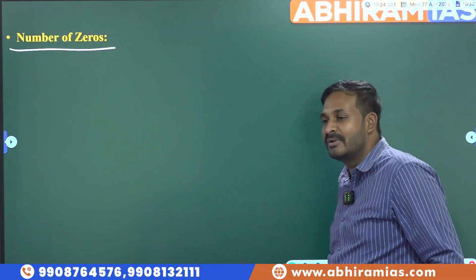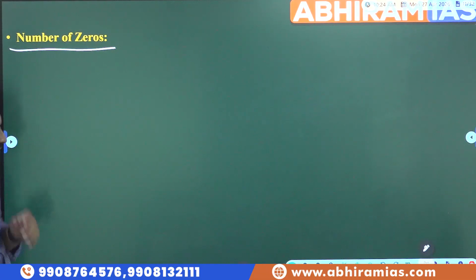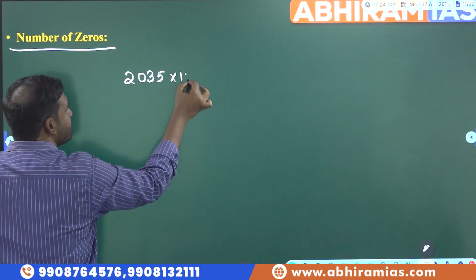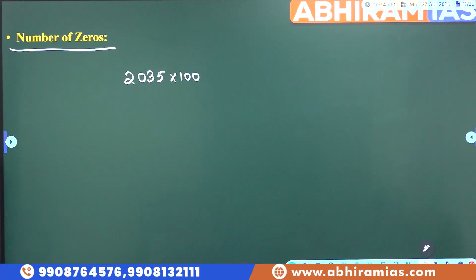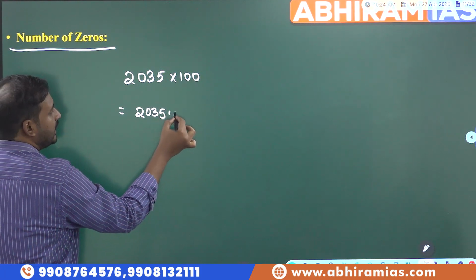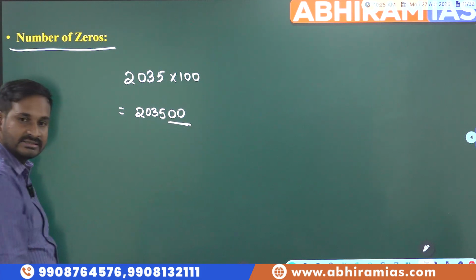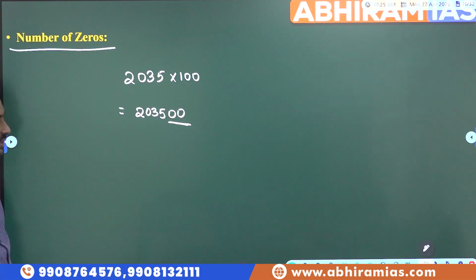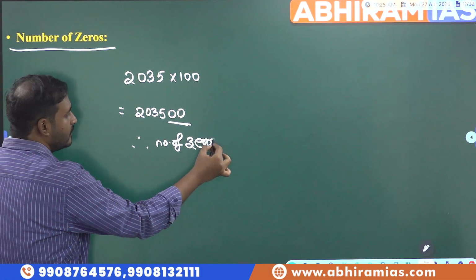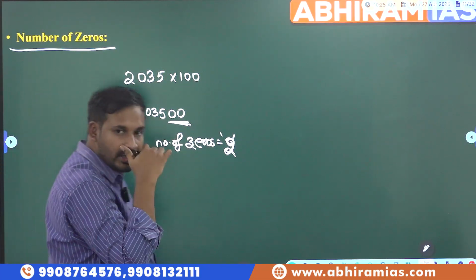Okay, now see here, number of zeros. Number of zeros means first we should know what is the meaning of this number of zeros. For example, I have 2035 into 100. What will be my output? 2035 and 00. So number of zeros means the zeros which are present at the last, not in the middle. So here, therefore, number of zeros is equal to 2. నాట్ మధ్యలో ఉన్నాయి మనకు అవసరం లేదనమాట.